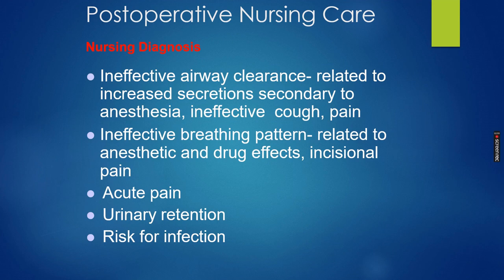So here are some nursing diagnoses that we can make for the patient. Ineffective airway clearance, related to increased secretions secondary to anesthesia, ineffective cough and pain. After the surgery, the patient is having pain, so we can make this nursing diagnosis. Then ineffective breathing pattern, related to the anesthetic and drug effects, and incisional pain. Then next are acute pain, urinary retention, and risk for infection.